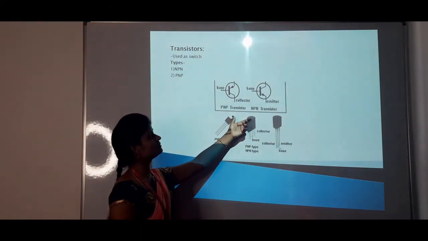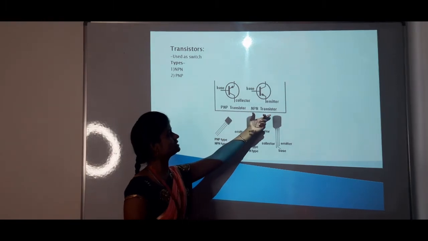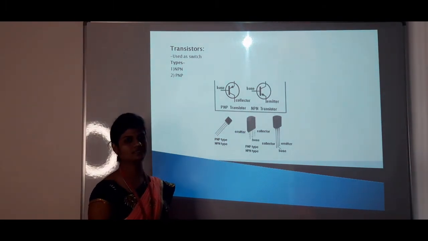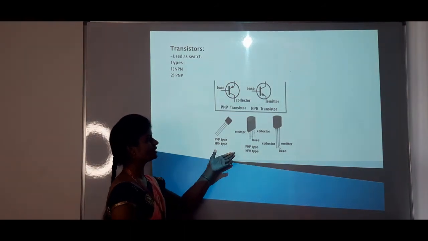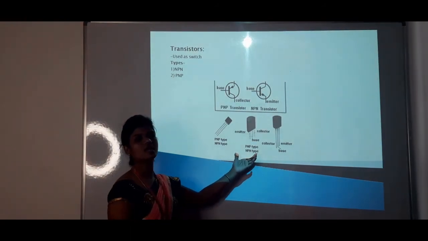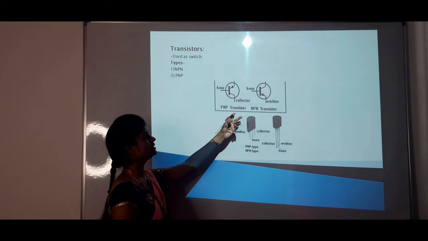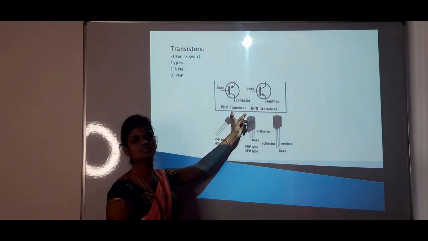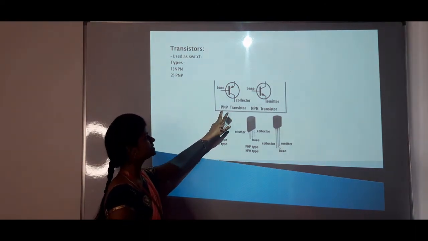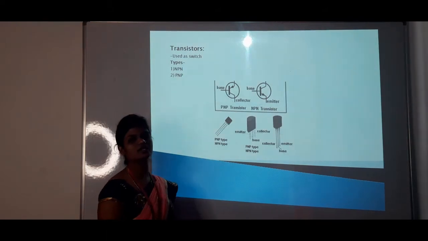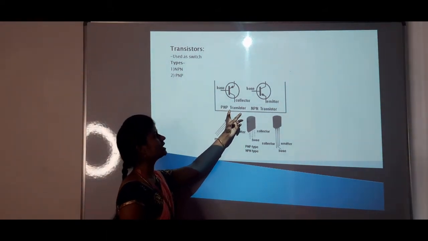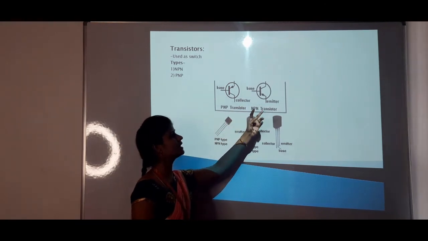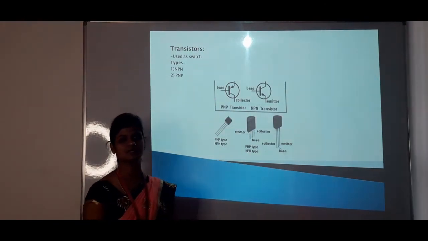Here are the symbols of the PNP type transistor and the NPN type transistor, and some of the basic structure or the construction for the transistors. Let's see the symbol of both the transistors. Firstly, we can see the PNP type transistor. In case of the PNP type transistor or the NPN type transistor, it has three terminals.